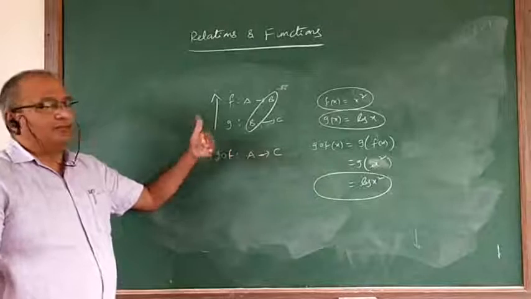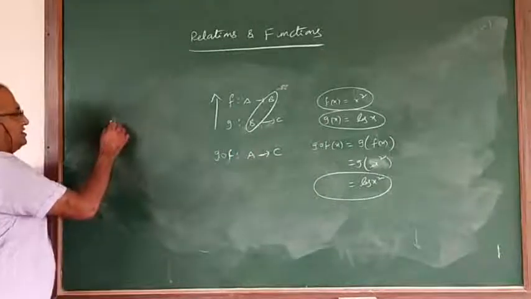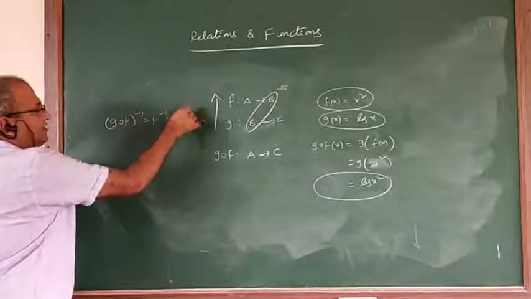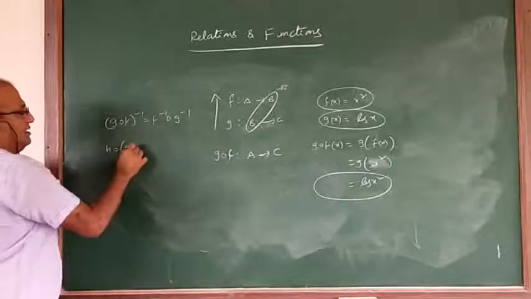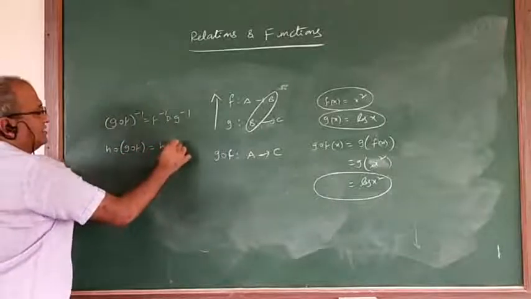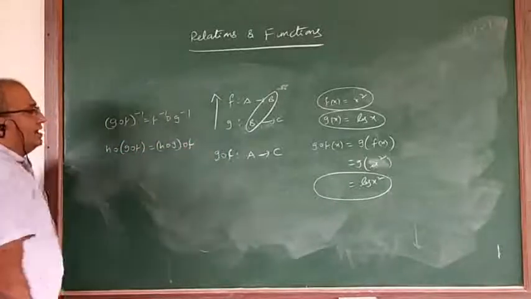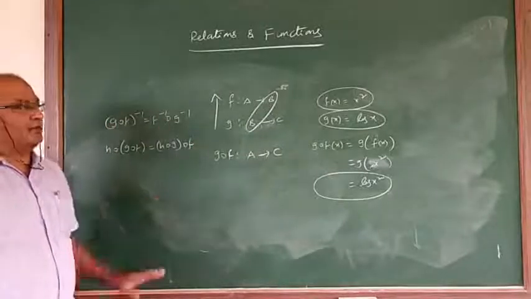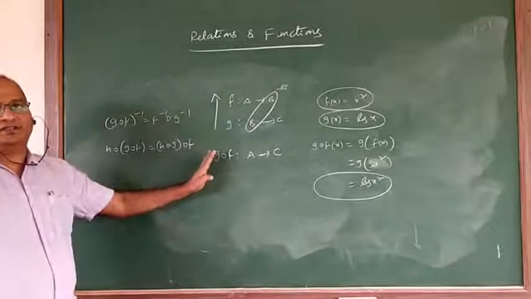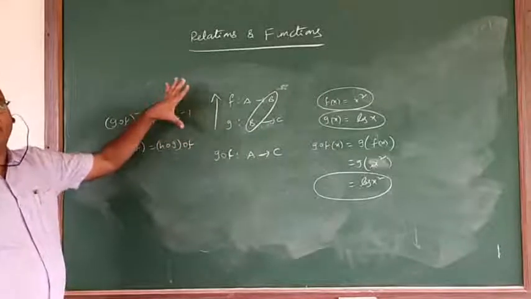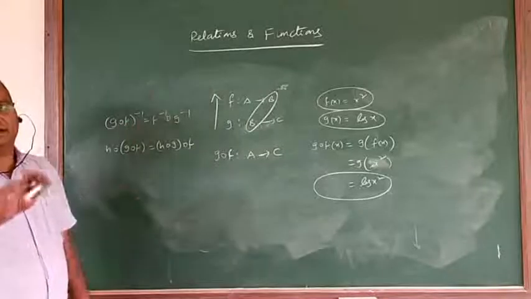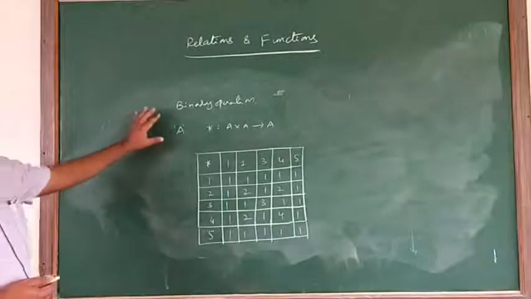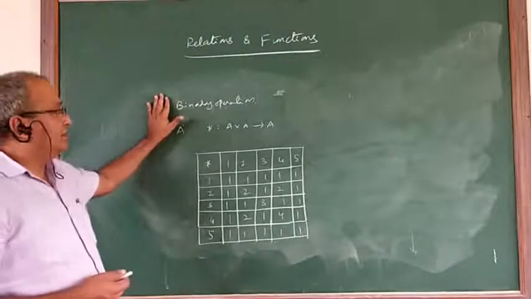There we have some properties. The g circle f whole inverse is equal to f inverse circle g inverse. h circle g circle f is equal to h circle g circle f, associativity. Like that we have properties of composition of functions. So up to this one we have functions. Now we are going with the last topic, binary operation on a set.